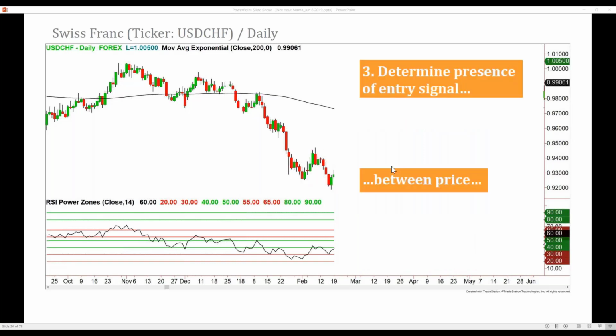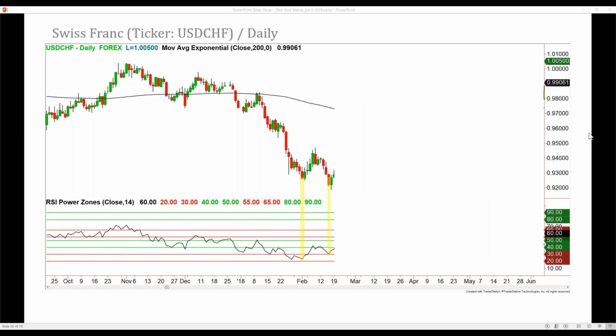Determine the presence of an entry signal between price and momentum. All right, you might recognize this. So you might be like, all right, Hima, you already went through this, right? We have a lower low in price. We have a higher low in the RSI. Yes, that's a bullish divergence, just like on that other illustration I gave you.